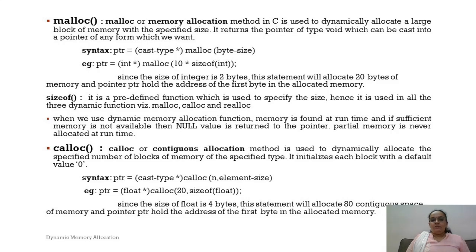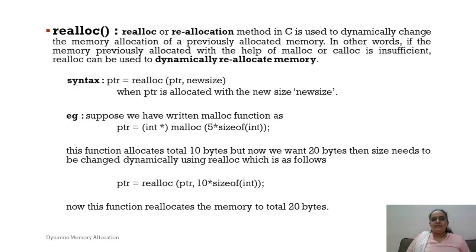Now one more thing I want to tell you here is, suppose you have used malloc or calloc and you want 20 bytes of memory but there is no 20 bytes of memory available, so you do not have sufficient memory, then the compiler will return a null value. Calloc is the contiguous allocation method, which is again the same type as malloc, where we give more memory than malloc. The same syntax is available here.